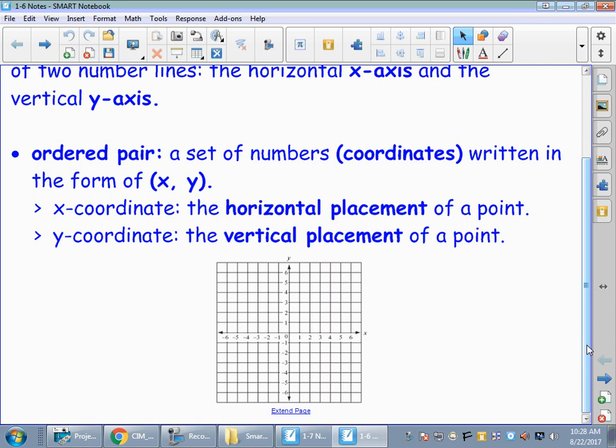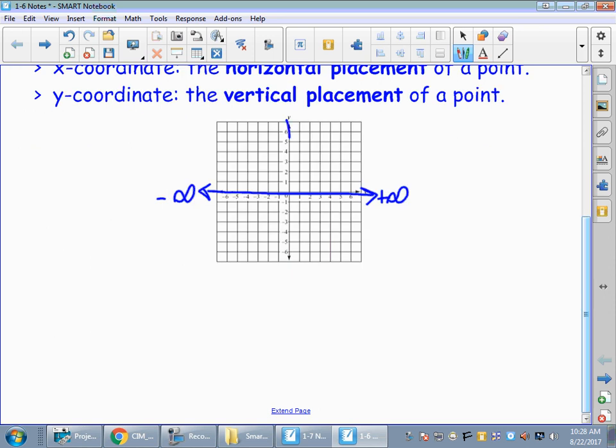So down below here, I have a picture of the coordinate plane. You can see that this is your x-axis. It's a horizontal number line. It goes from negative infinity to positive infinity, from left to right. It has all the real numbers on it. And then you have the y-axis doing the same thing, just in a vertical pattern, going from positive infinity up to negative infinity down. Where these two lines come together is the ordered pair (0, 0), which is called the origin.